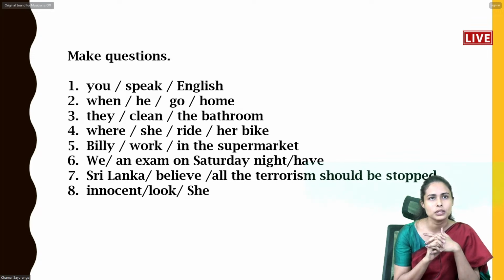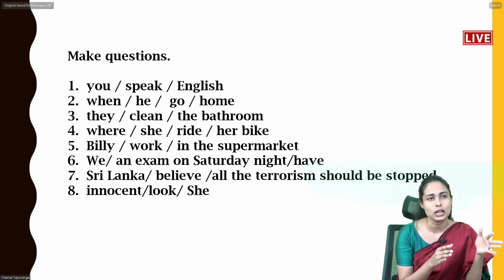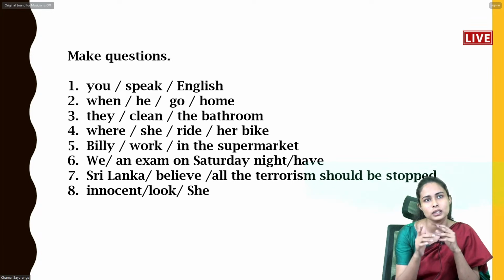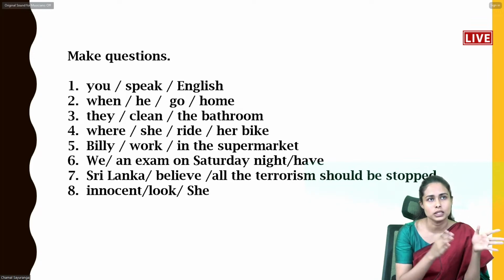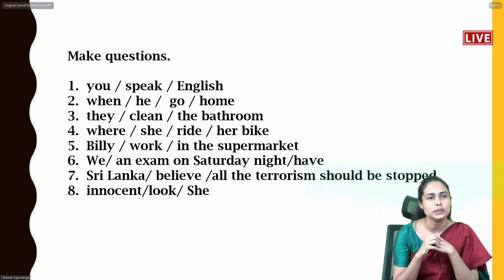Sri Lanka believe all the terrorism should be stopped. Does Sri Lanka believe all the terrorism should be stopped? Why did you select does? Because Sri Lanka is singular. We take it as an abstract noun, or the noun itself is a singular noun, Sri Lanka. Therefore we have to use does, right? And why do you use does? Because there is the stative verb believe. That's why I put stative verbs in the part of present simple tense, because when we convert them into negative or interrogative, we need do or does. Does Sri Lanka believe all the terrorism should be stopped?